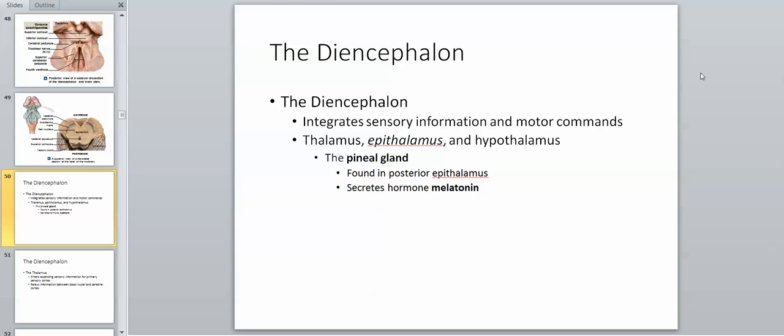Right under the thalamus, as we've seen, is the hypothalamus, and the hypothalamus is connected to the pituitary gland via the infundibulum. And then we also have the epithalamus, which is the roof of the diencephalon, and it is basically the pineal gland. So the pineal gland is in the posterior part of the epithalamus, and this is secreting a hormone called melatonin, which is important for regulating circadian rhythms and certain sexual functions.